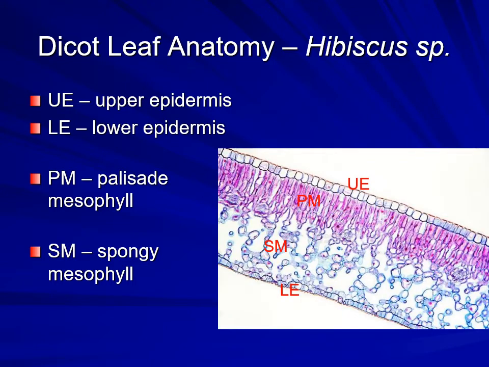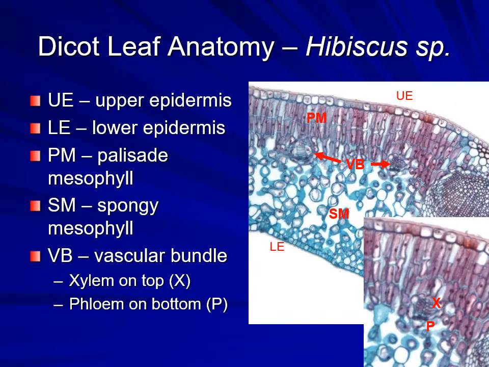Here's another cross section showing the upper epidermis, and then palisade cells here. And then your spongy, really spongy mesophyll here. That really shows how much space is inside the leaf so that gases can freely get in and out, which is hugely important.